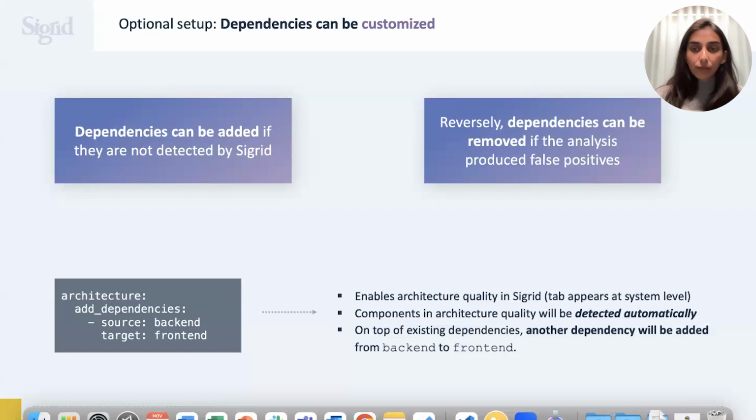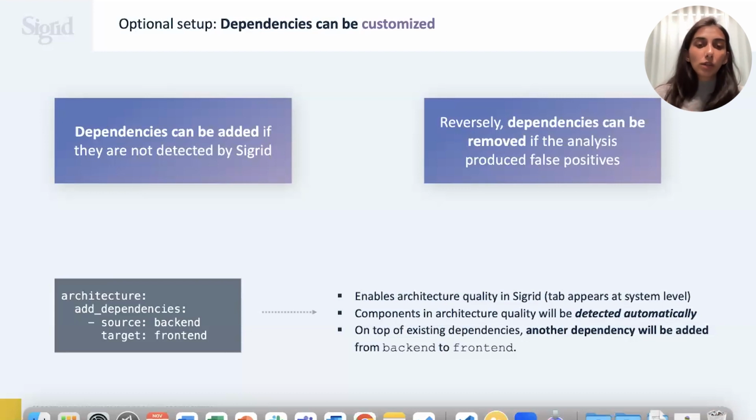So in your configuration file, your Sigrid YAML file, what you have to do is specify a section called architecture, and you can write add dependencies or remove dependencies, and you write the component name of the source and the component name of the target. What it is going to do is draw a line between those two components.